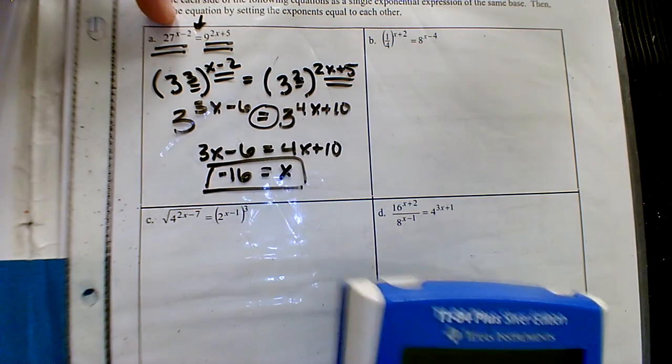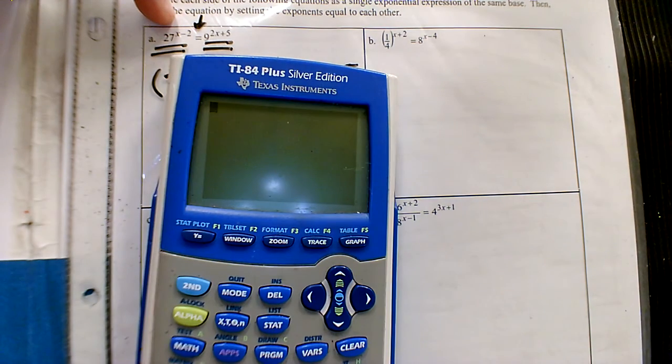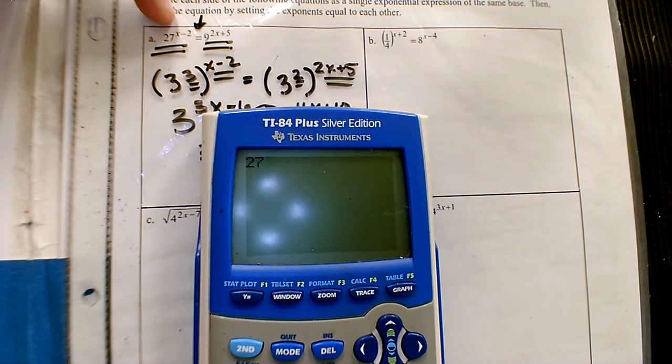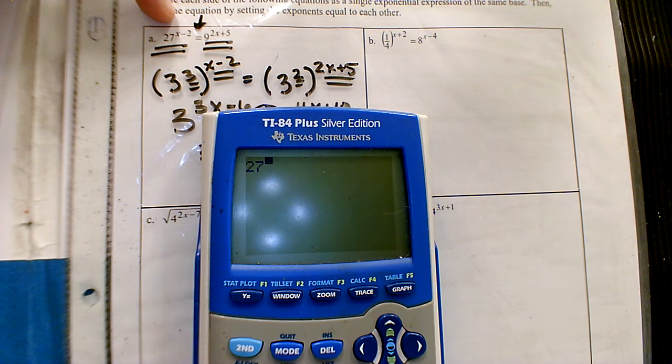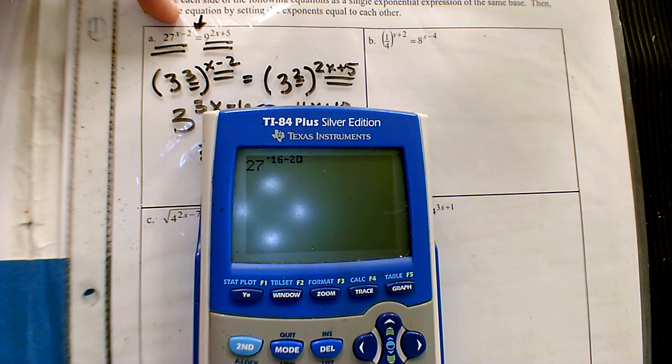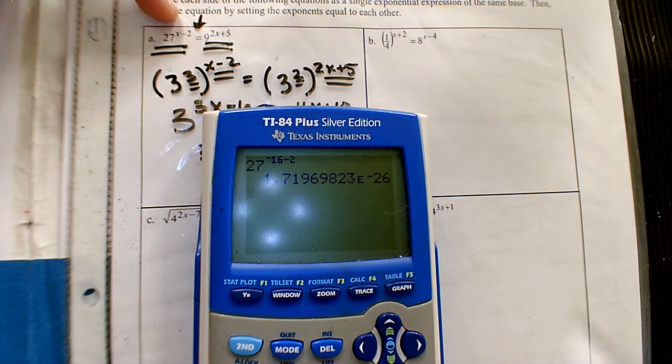So on your calculator, I'm going to type in 27 to the, so you have to hit the little caret button, negative 16 minus 2, because my x value was negative 16. And my calculator gives me this crazy decimal in scientific notation. So I know the left-hand side should equal this value.